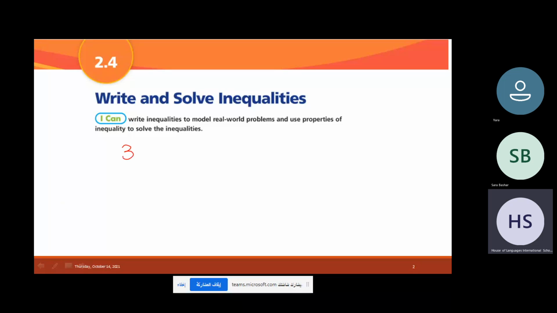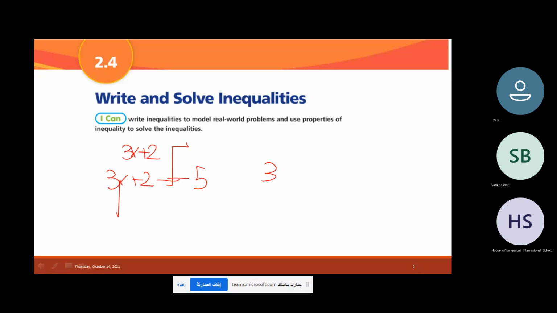Now, if you have 3x plus 2, this is an expression. If we have 3x plus 2 with an equal sign, this is what? Equation. It means equal sign, equation. If we have 3x plus 2, but not with an equal sign, with a greater than or less than sign, this one we call inequality. Inequality means it's not equal. This is the meaning of inequality.